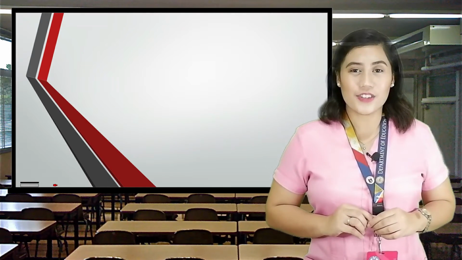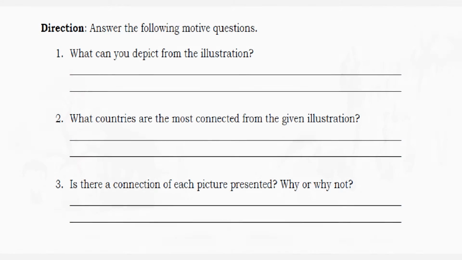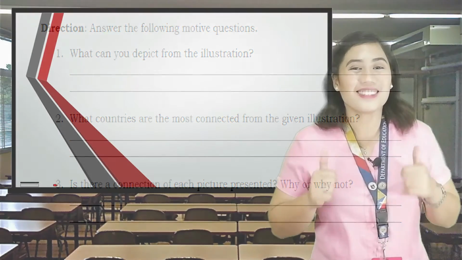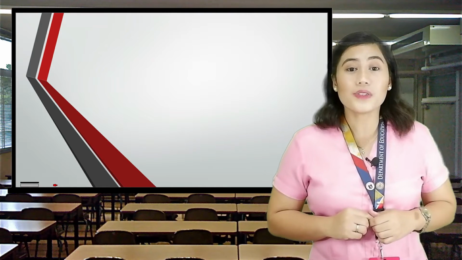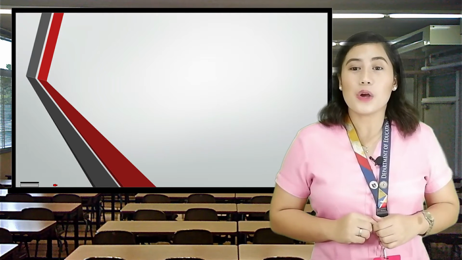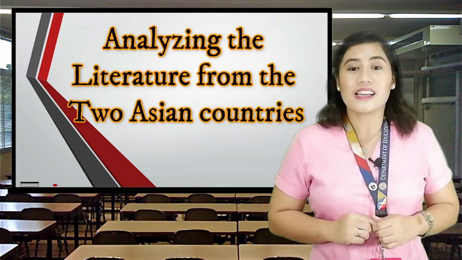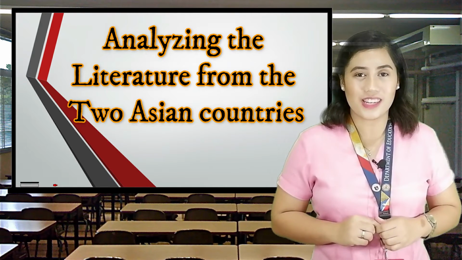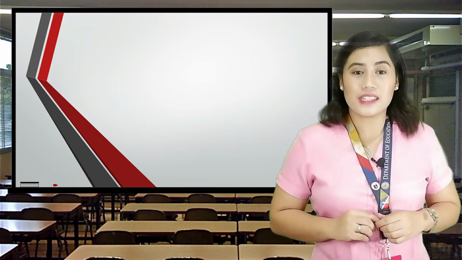Look closely at the illustration. Did you look at the illustration intently? Great! I am sure that you already have ideas what these are all about. This time, you will answer the motive questions in your self-learning module based on what you have observed from the illustration given. Have fun! Well done! I am certain that you were able to answer all the given questions. Your thoughts in this activity will be very vital in analyzing the literature from the two Asian countries. Let's now proceed to the next activity.